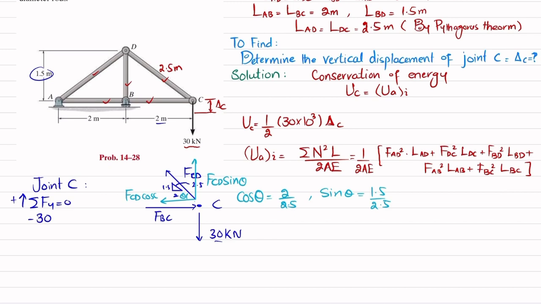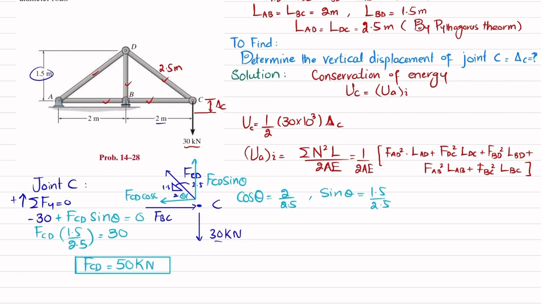Okay, so the vertical component is plus F_CD sine theta minus 30 is equal to 0. So F_CD times 1.5 divided by 2.5 is equal to 30. From here, this F_CD will be equal to 50 kilonewton.